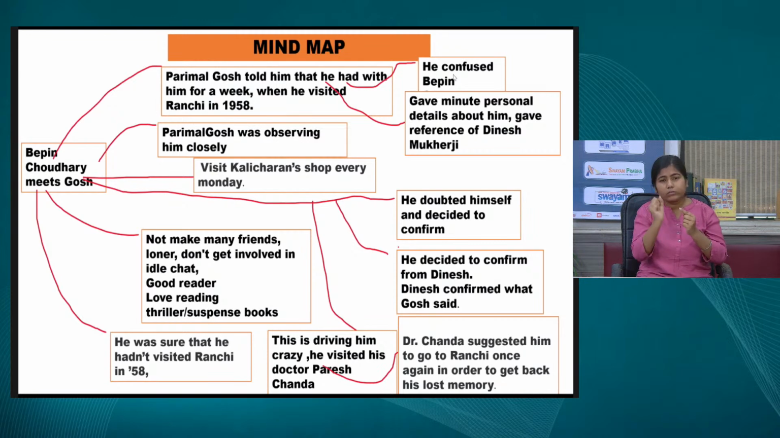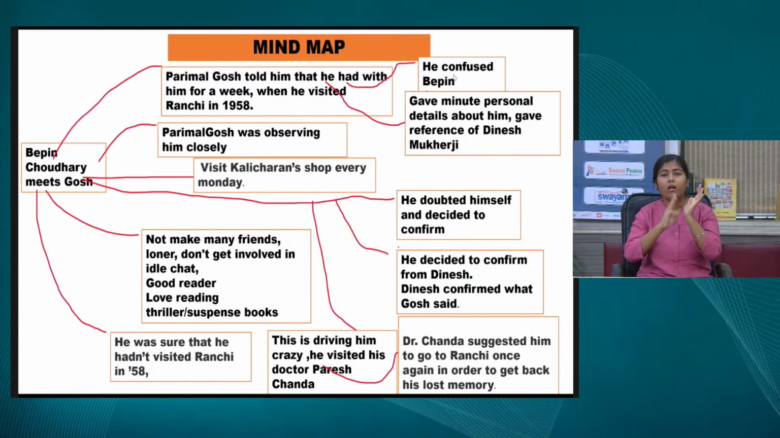So you can see on my screen, he is Bepin Choudhury. He is the protagonist of this story, and the whole story revolves around him. He meets Ghosh in a market where he used to visit every Monday, Kali Charan's shop. Bepin Choudhury observes that somebody is watching him closely, and that person is Parimal Ghosh.